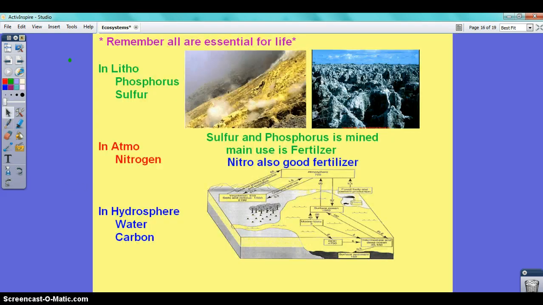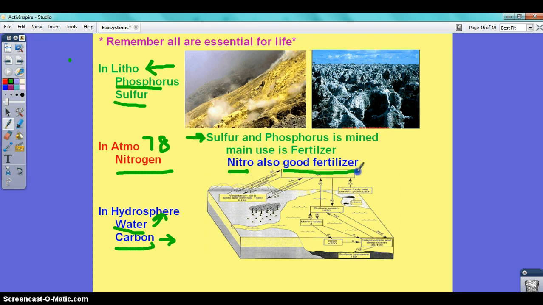So just a refresher, if you're asked the question, where are phosphorus and sulfur cycles mainly found, they're mainly found in the lithosphere. Nitrogen cycles in the atmosphere, you know it's 70% of the atmosphere. In the hydrosphere, obviously you have the water cycle, which makes up the hydrosphere, and the carbon cycle trapped in shells as calcium carbonate. Just some extra things, as I mentioned in the previous slide, sulfur and phosphorus are good fertilizers, and so is nitrogen. These are going to be discussed further in the upcoming chapters.